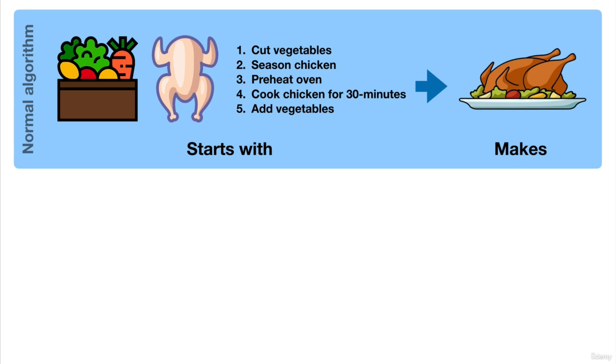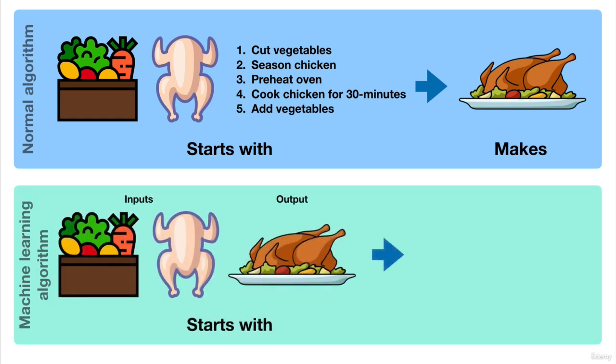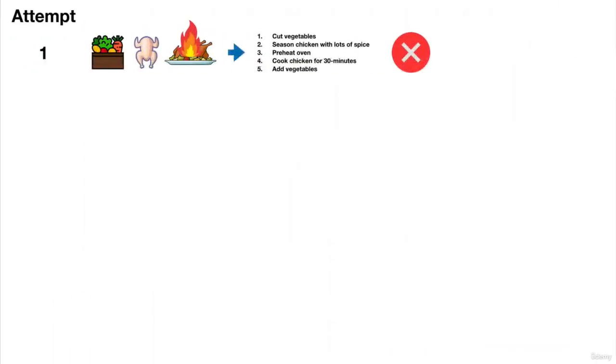What happens with a machine learning algorithm is instead of starting with an input and a set of instructions, you start with an input and an ideal output. In our case, the ingredients is the input and the output is our favorite chicken dish. And what a machine learning algorithm does is it looks at the input, the raw ingredients, and then it looks at the output, the favorite chicken dish, and it tries to figure out the set of instructions in between these two.